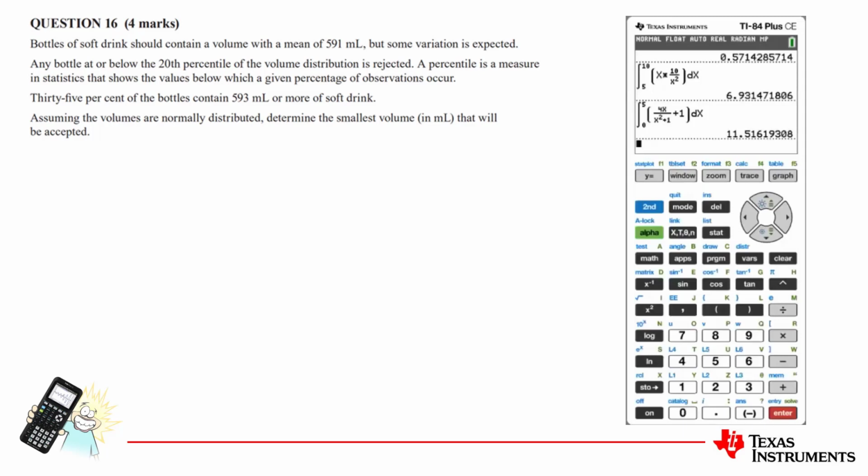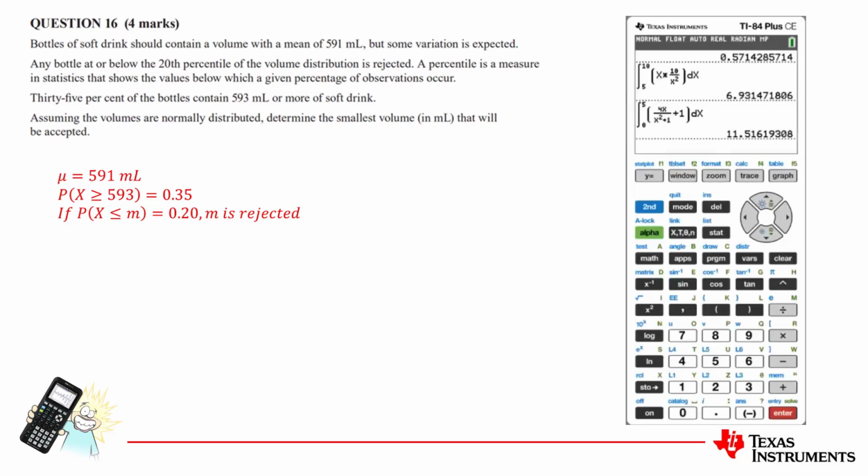So I've just got a little summary of the information in the question here. Mean equal to 591. Probability that x is greater than 593 is 0.35. And if we've got some value that's in that bottom 20%, from that value and under would be rejected.